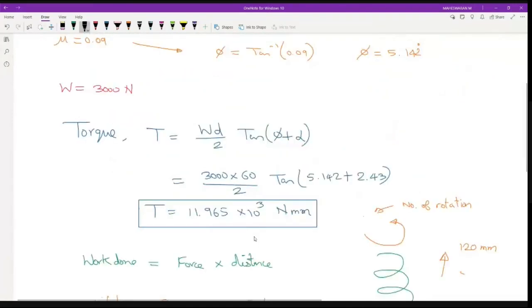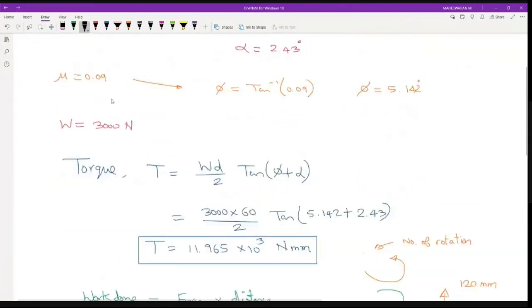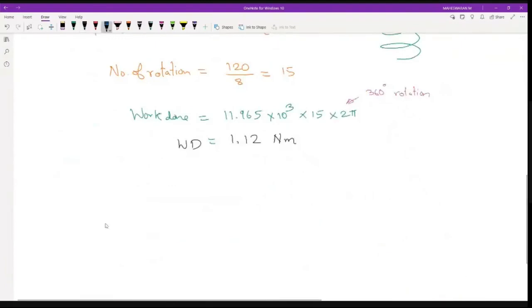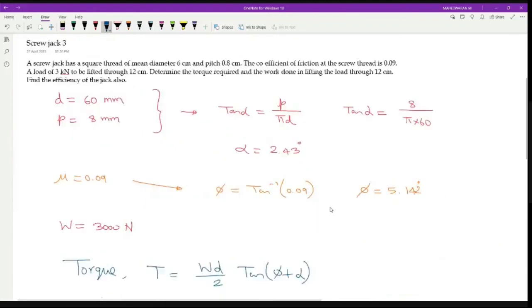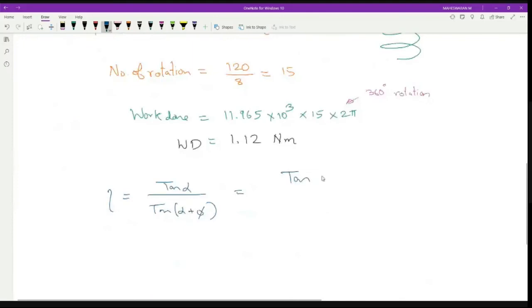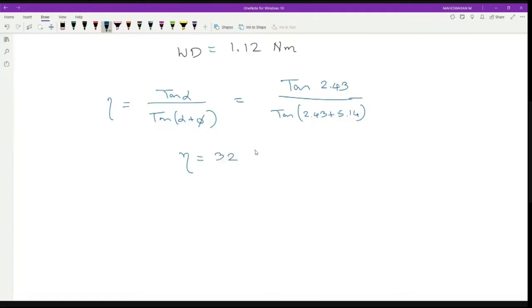Next, they are also asking what is the efficiency of the screw, right? So let's go for that, just the last topic. Efficiency is tan alpha divided by tan of alpha plus phi. Alpha is 2.43 and phi is 5.14, so tan 2.43 divided by tan of 2.43 plus 5.14. What's your efficiency? 32%, which means it's self-locking.